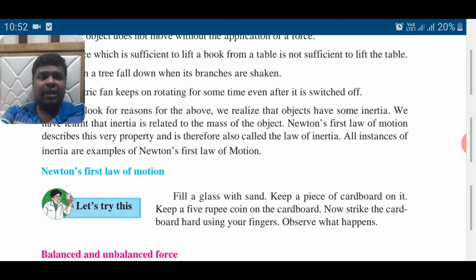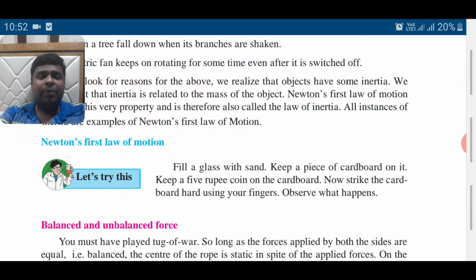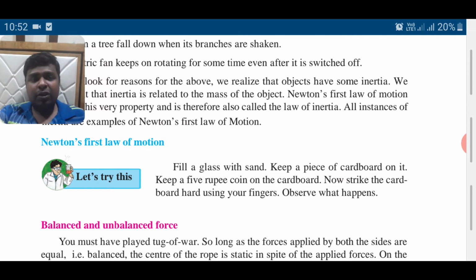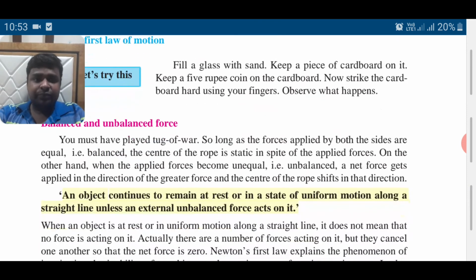So fill a glass with sand, keep a piece of cardboard on it, keep a 5 rupee coin on the cardboard. Now strike the cardboard with your fingers. Observe what will happen. The 5 rupee coin will fall inside and the cardboard will fly off. Now what is happening? The cardboard is the thing on which you have applied a force, but that force is not moving that coin. The coin instead falls inside.